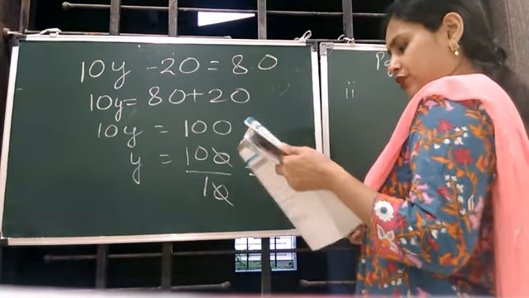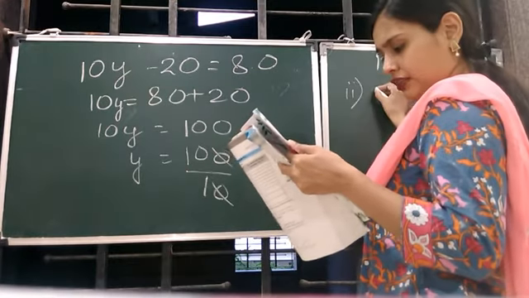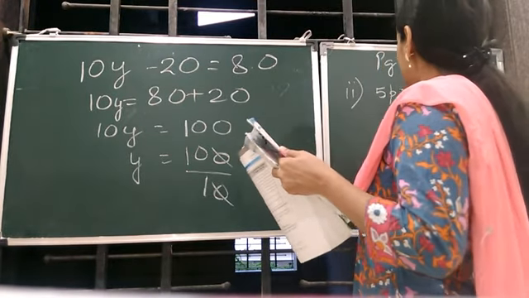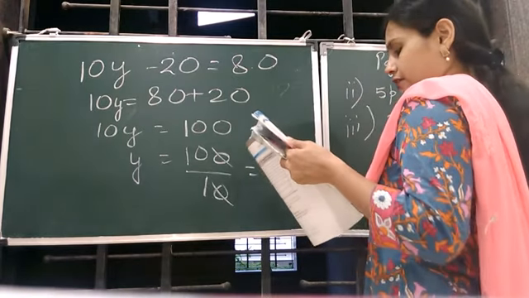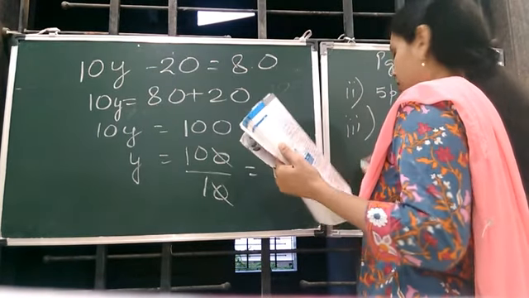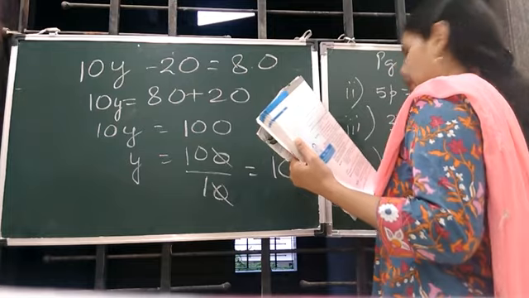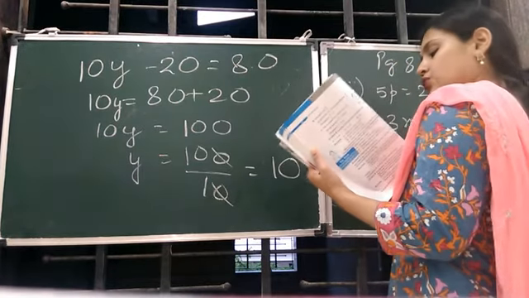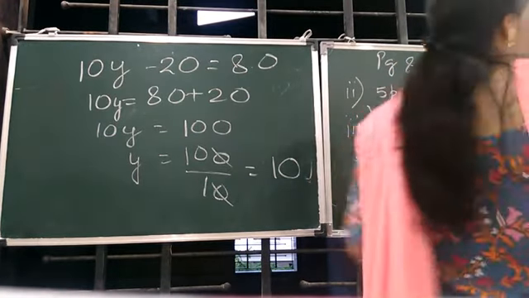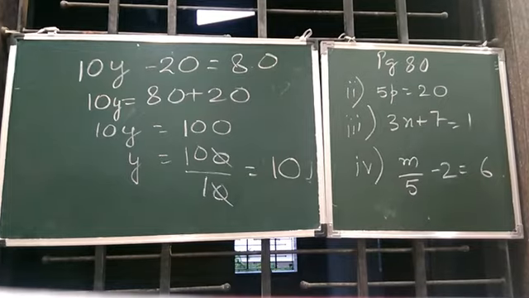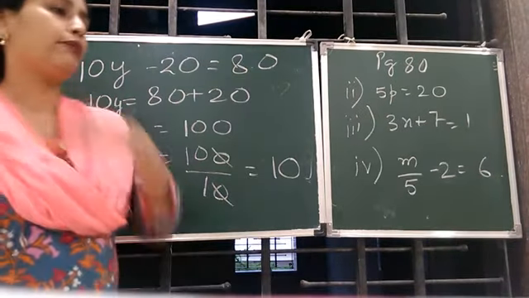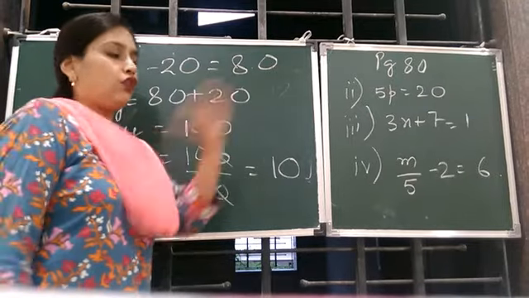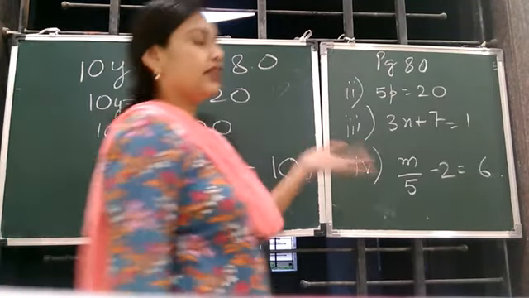Let's take example 2. Second, 5p is equal to 20. Third, 3n plus 7 is equal to 1. Fourth, m upon 5 minus 2 is equal to 6. So write it in other form, maybe in the statement form. So it is already done. In that example, if you see, it is already done. If you want, you can mark that only, or we can discuss here.